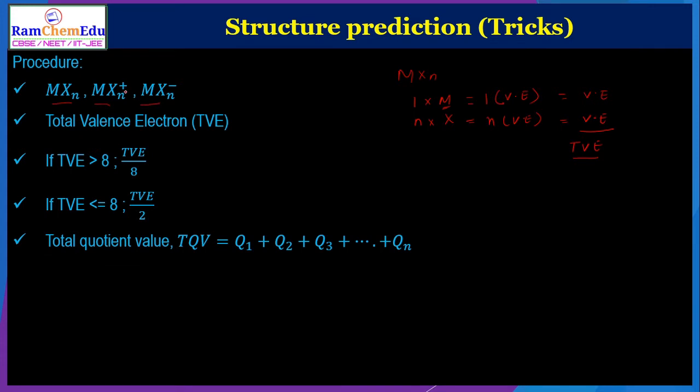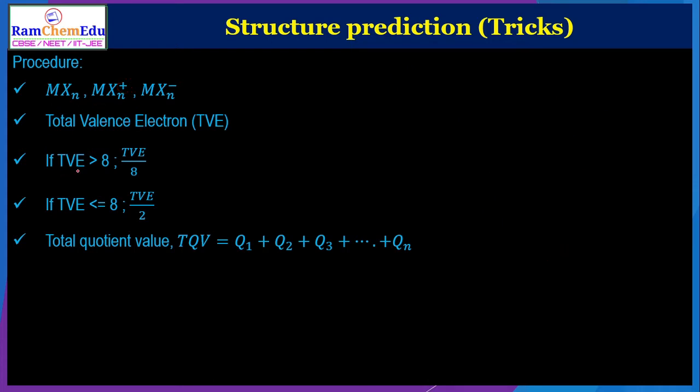If any positive charge is there, any positive cations, we have to subtract one electron from this total. If there are negative ions, we have to add one electron. Negative means one electron extra, so we have to add it. If a positive charge is there, that is one electron deficient, so we have to subtract it. After doing this, we get the total valence electrons.